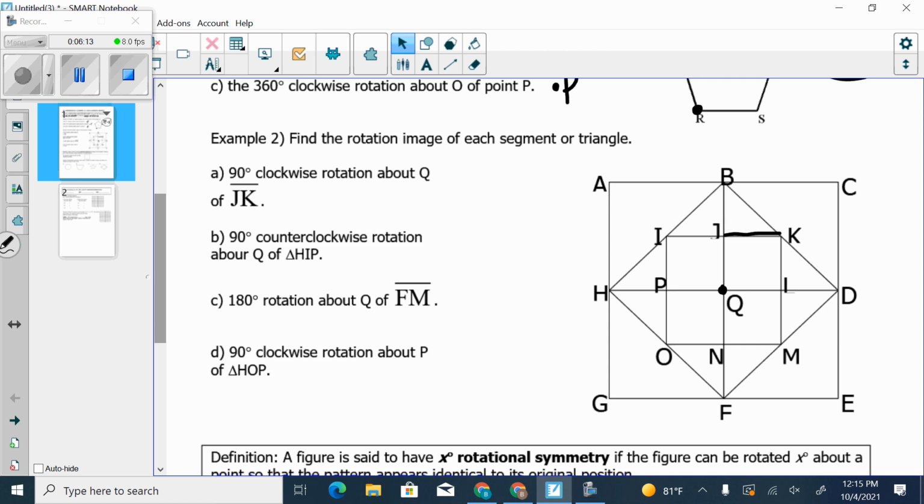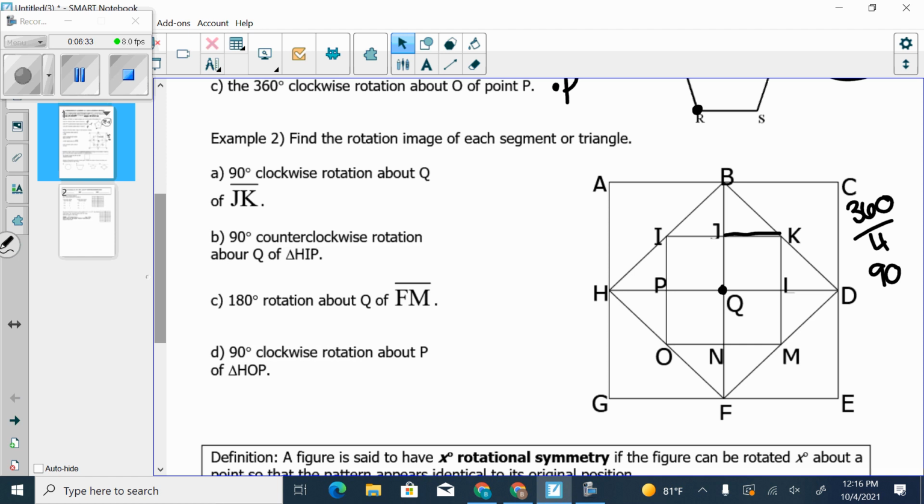Right? How many sides does the square have? 4. Okay, so 360 divided by 4 is 90. So if I'm going 90 degrees, I'm basically going 1 square worth, right? 1 side.